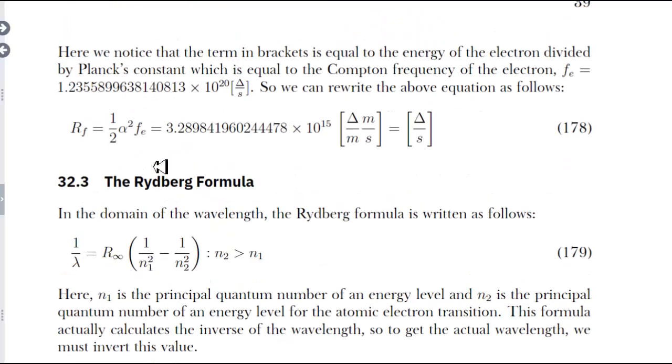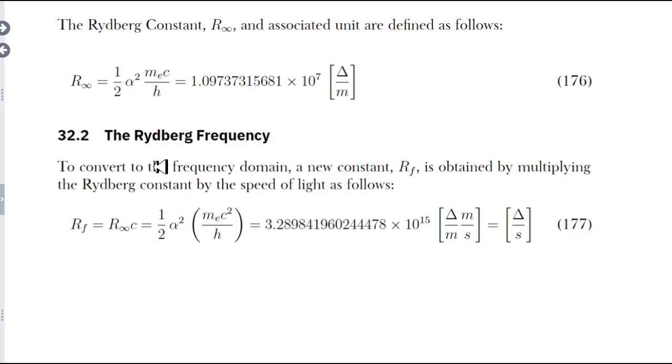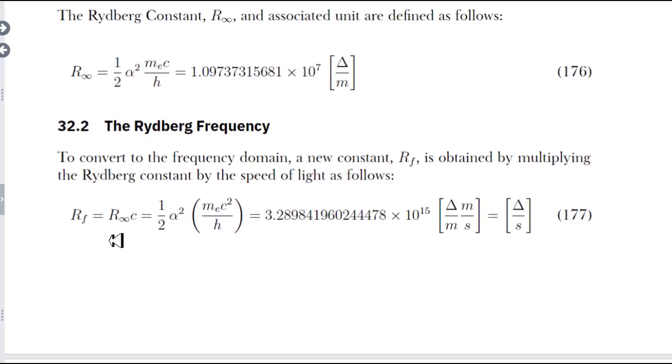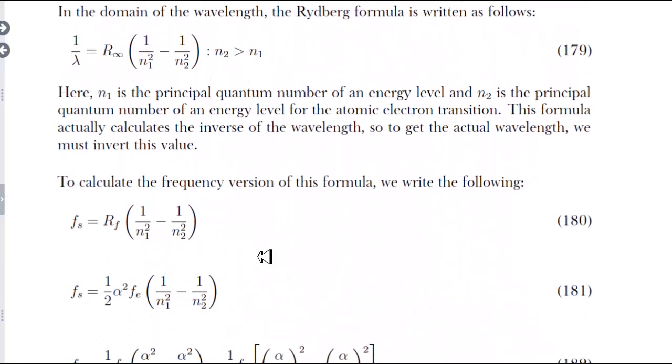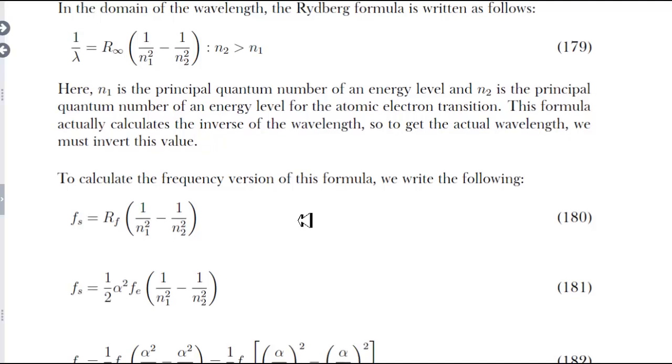So we need to multiply the Rydberg constant by the speed of light to get the constant in terms of frequency. And then when we plug that into this formula, the output of that formula is a frequency term. This is how to easily get from the domain of the wave number to the domain of frequency with the Rydberg constant and the Rydberg formula.